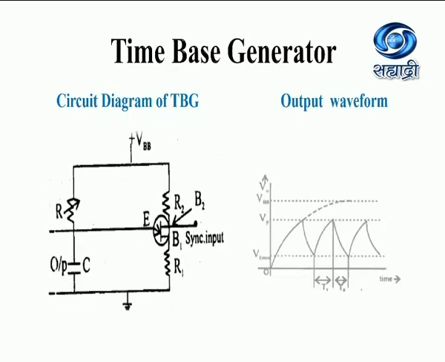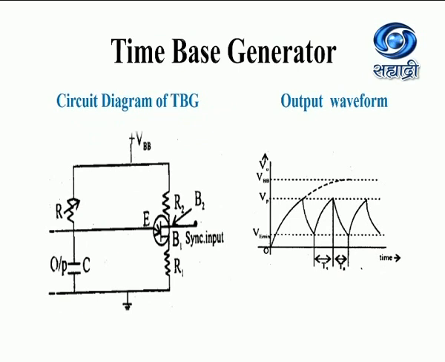So let's start with the time-based generator. As I said, this block is very important in the CRO because there is a requirement for horizontal sweeping, and by using this block we can sweep our electron beam horizontally. Inside that block we have this type of circuit. This is the circuit diagram of the time-based generator, and the output of this circuit is generally a sawtooth waveform.